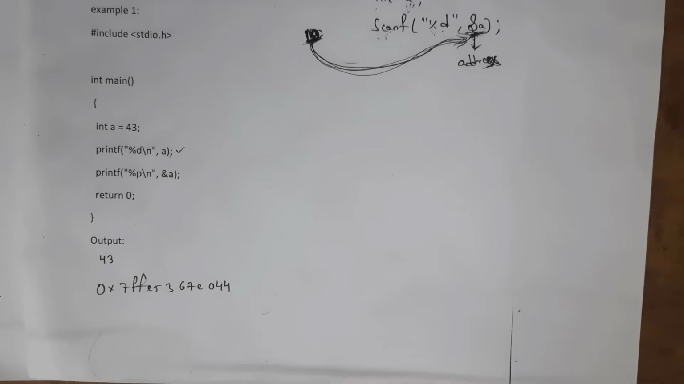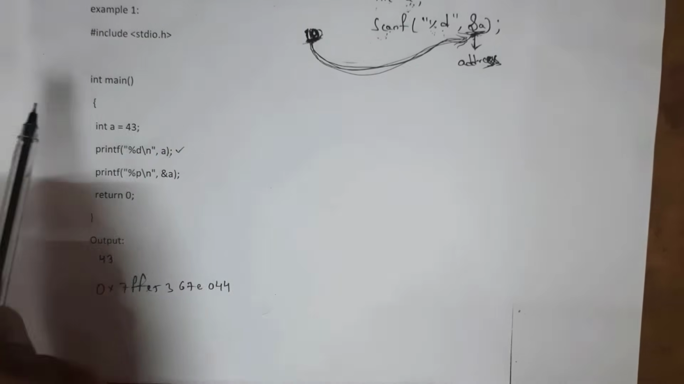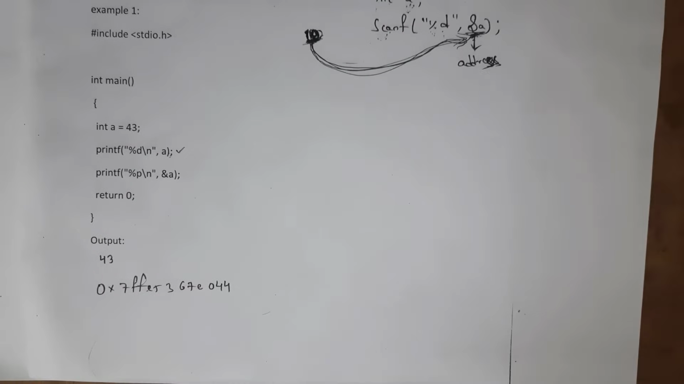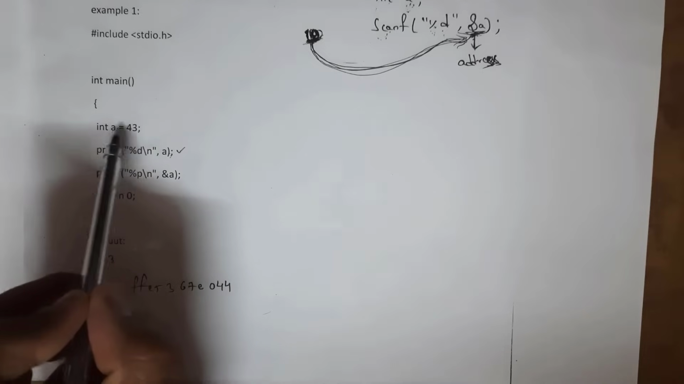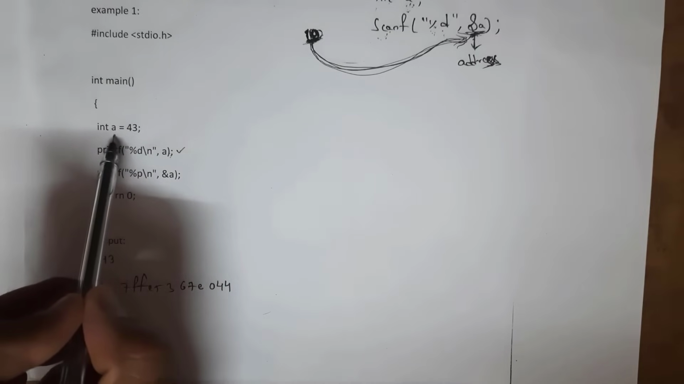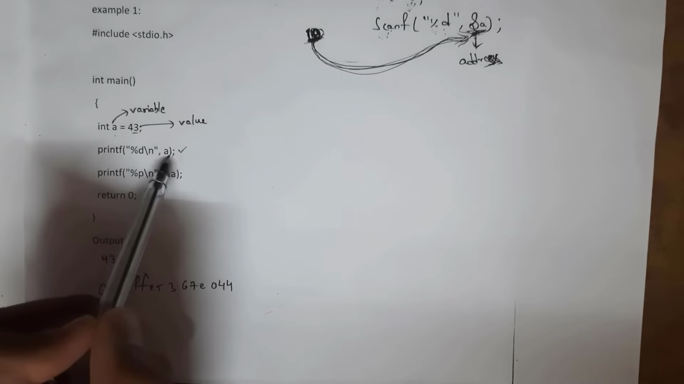As we know, we need to start a C program with a header file. I write #include <stdio.h>, and after that I write int main, and inside the main function I write int a equal to 43. That means I am assigning value 43 to this variable a, where a is the variable and 43 is the value. Here I write printf("%d", a). Whenever you write this printf function, whatever value is present inside this variable a will be generated as output. So I will get output as 43.